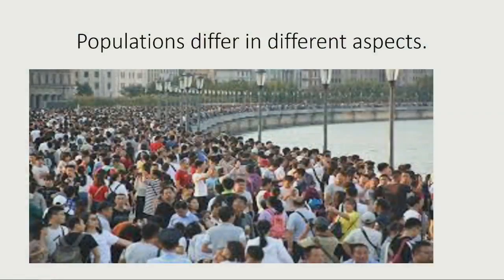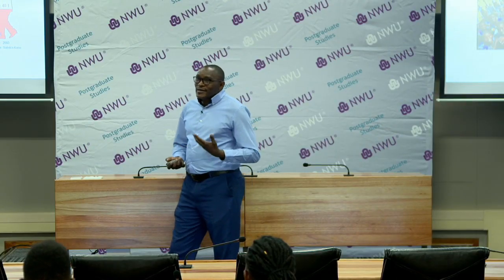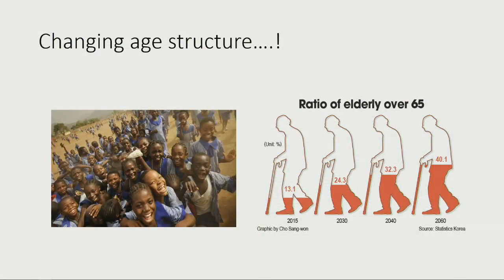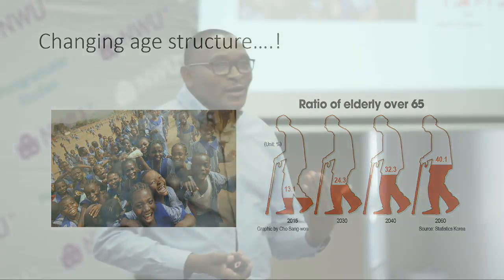Looking into this, you can see that population differs from one place to the other. Some populations have more people, others tend to have more younger people, others more women relative to men. So population differs depending on where you are and what you are looking at. Also, if you look at the age structure, some populations are quite young. A significantly higher number of people in that population are younger people. If you go to other countries, for example, in the developed countries, we have a relatively higher number of elderly people. So the age structure of the population tends to differ depending on different aspects and what's happening in that particular society.